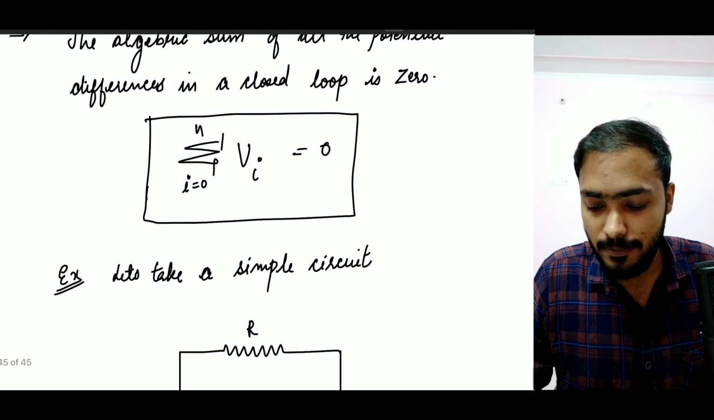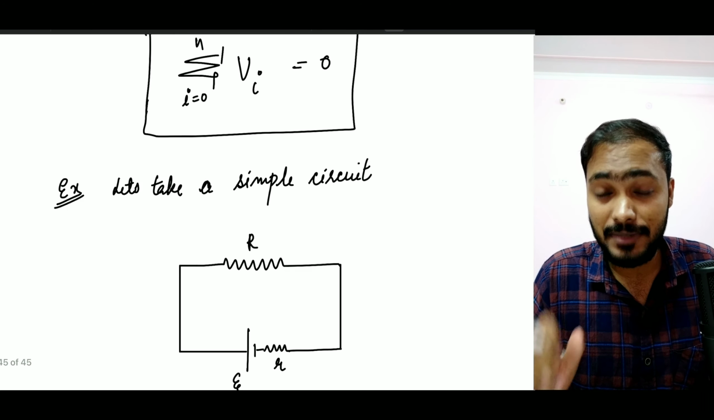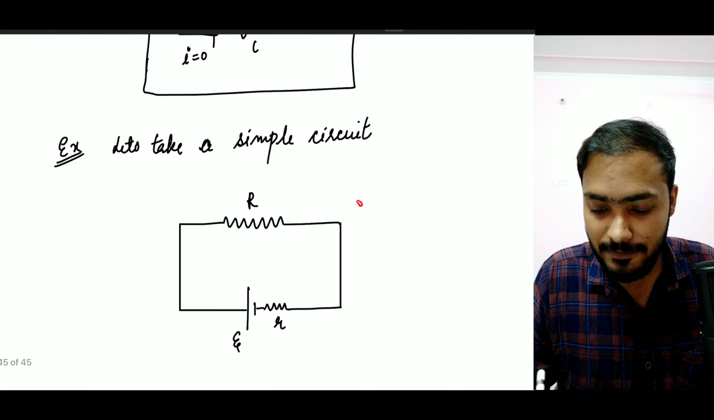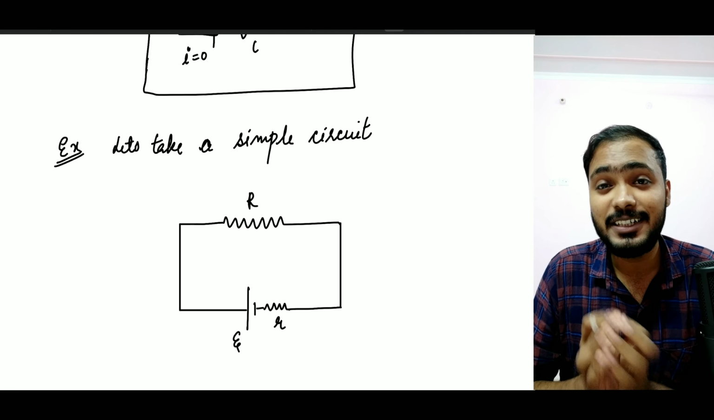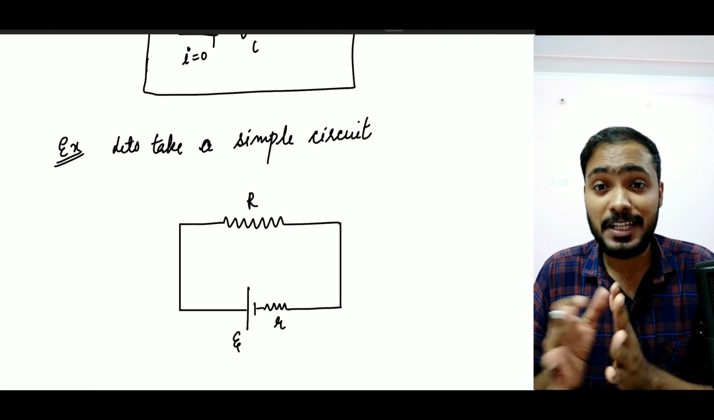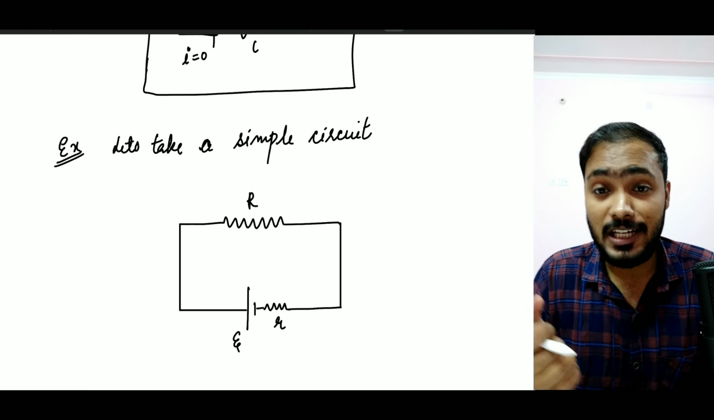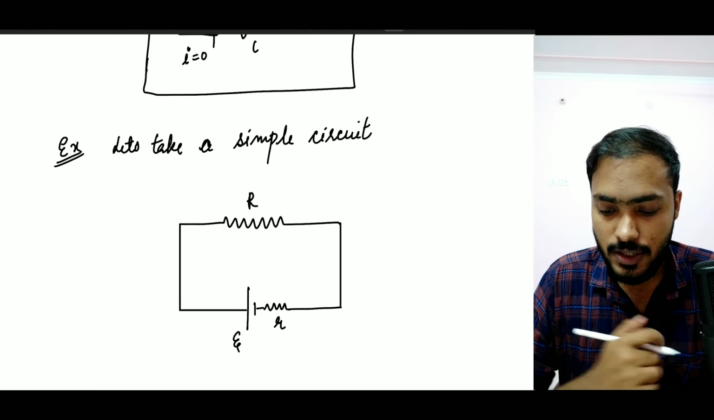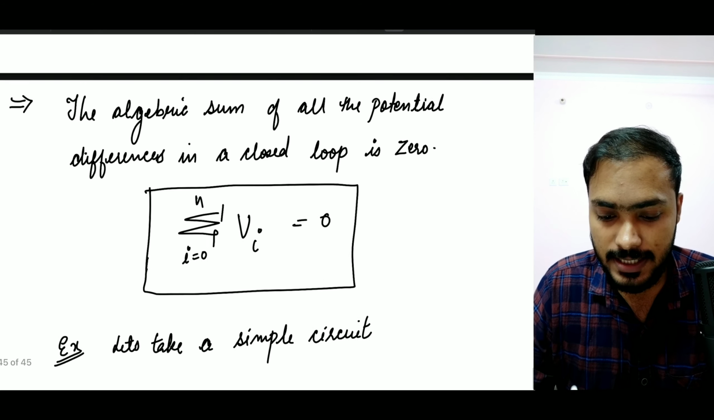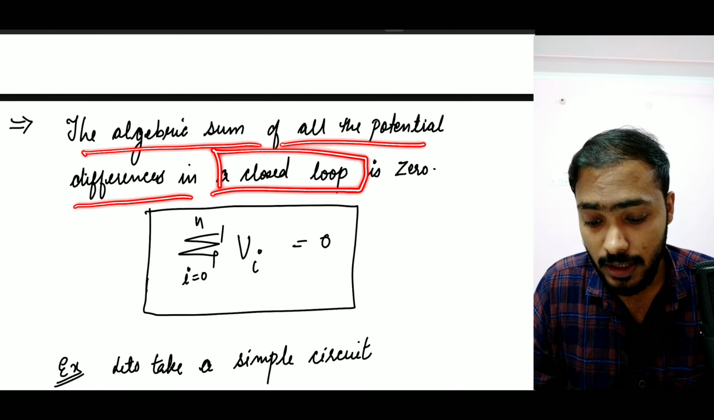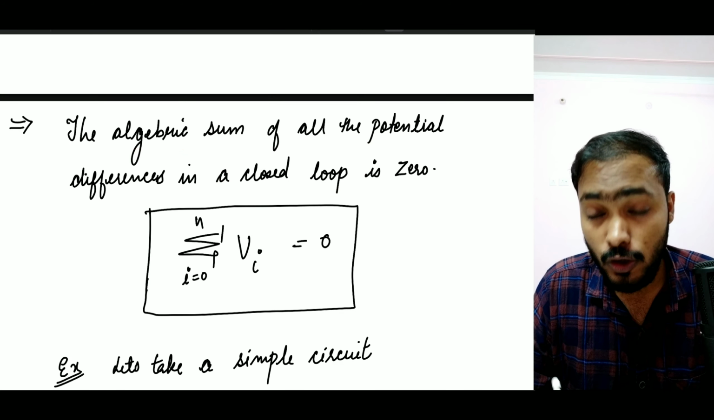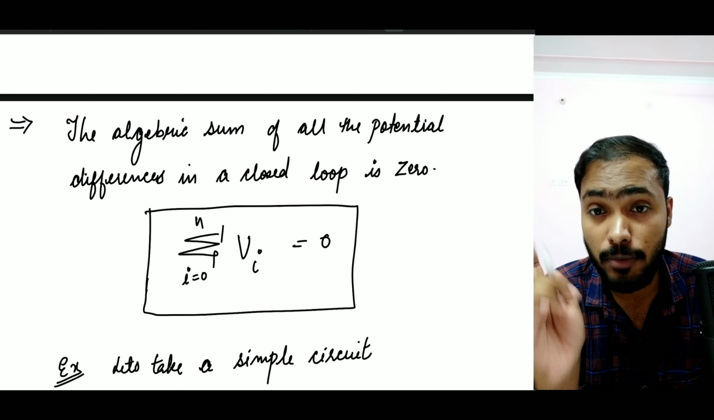Okay, let me make you guys understand with a simple example. So I have a simple circuit over here. I'm taking an example of a simple circuit here so that you guys can understand it much better, because we already know the values for simple circuits, right? Okay, so I have a simple circuit. The first thing is you have to read the statement: the algebraic sum of all the potential differences in a closed loop. So the loop must be closed, right? So I have to choose a loop first. That is the important thing, right?